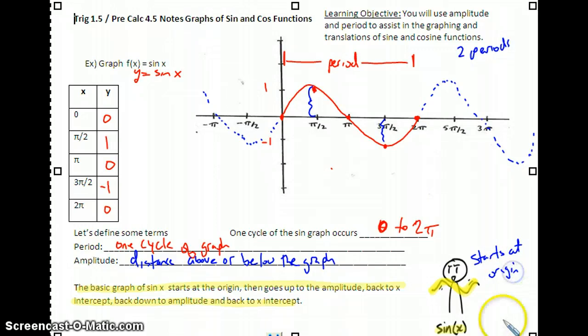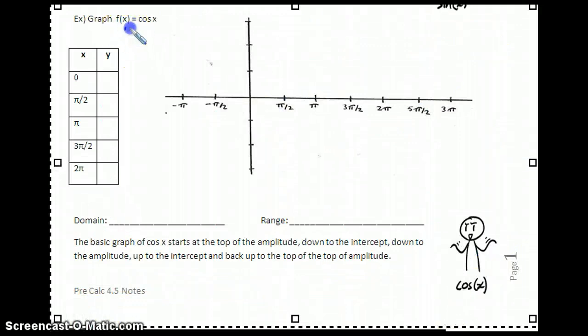Because now when we look at the cosine graph, it's going to start differently. So let's look at that next. If we graph the equation y equals the cosine of x, let's go back to our unit circle. At an angle of 0, what is the cosine? Cosine of 0 is 1.